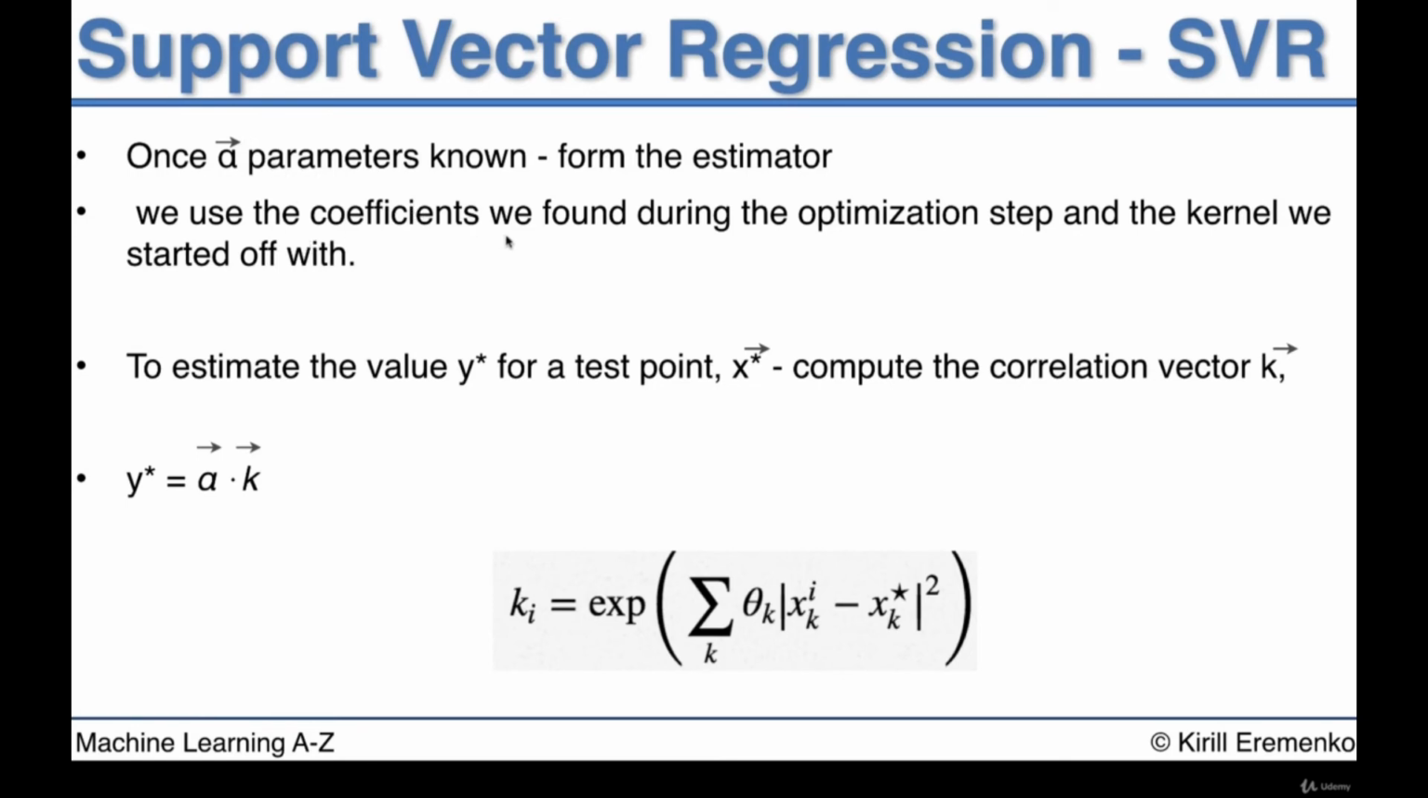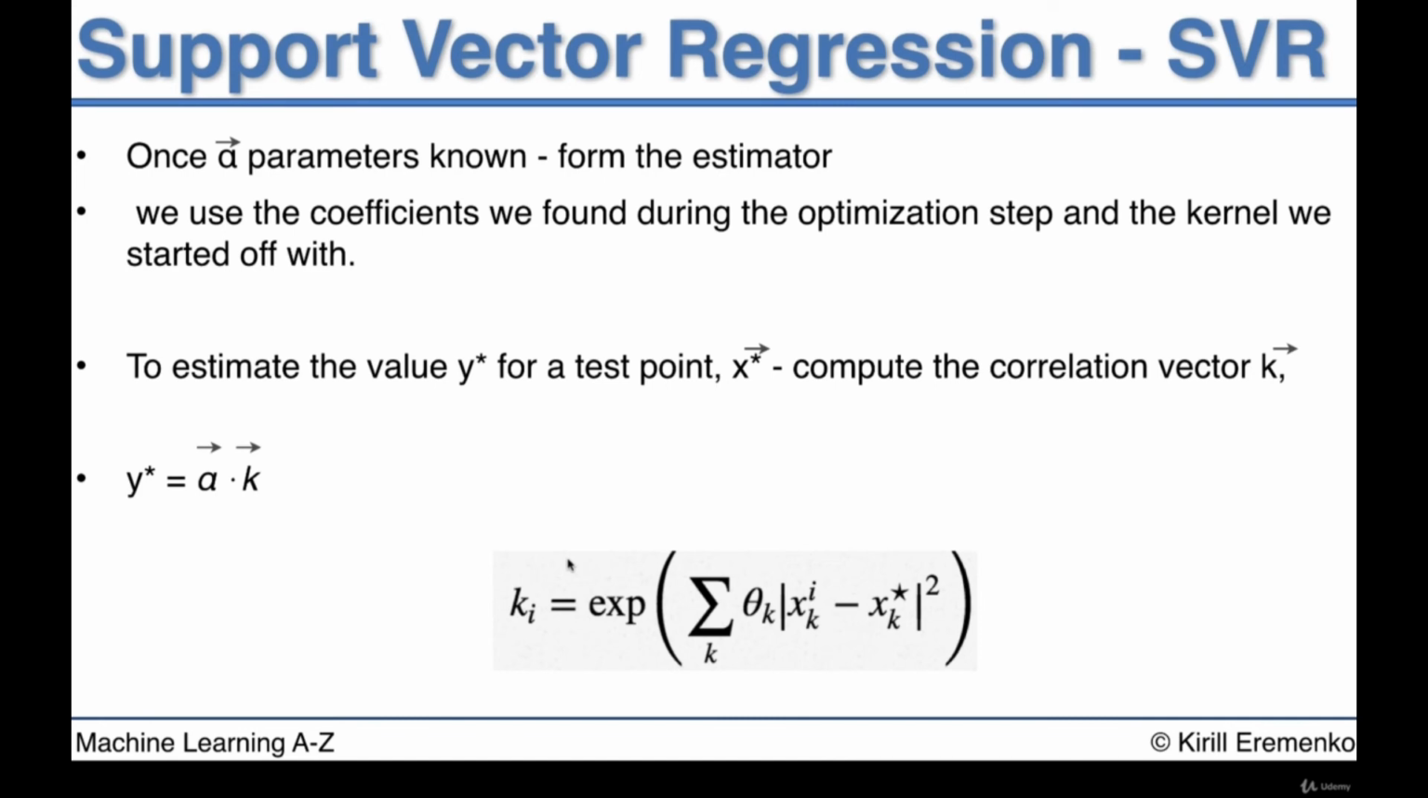We then use the coefficients we found during the optimization step and the kernel we started off with to estimate the value for y for a test point, to compute the correlation vector k. Also, to find the inner product with the alpha vector. Finally, we compute the element of k as the following. Overall, we have to form the correlation matrix, then solve the matrix to form the estimator, and form the estimator for the support vector regression as the main steps of the algorithm.